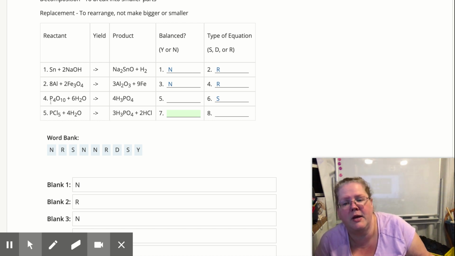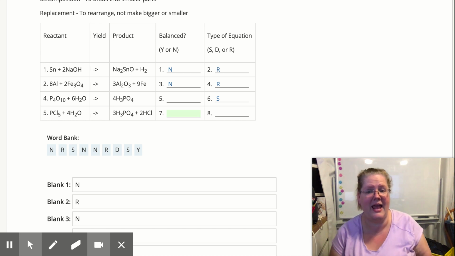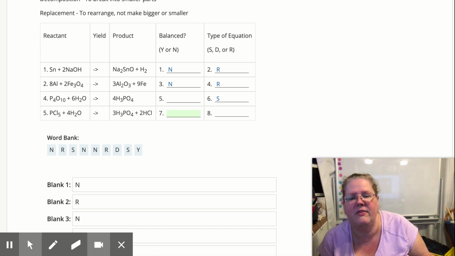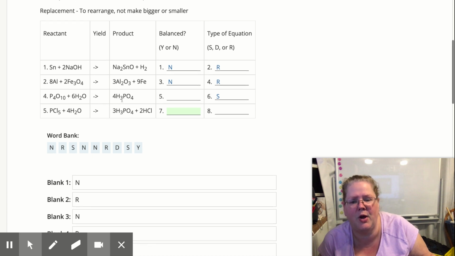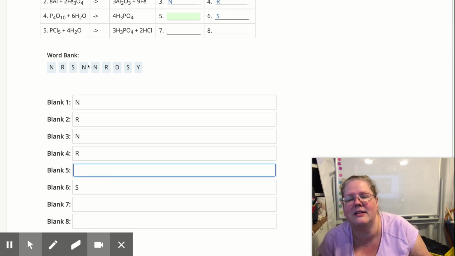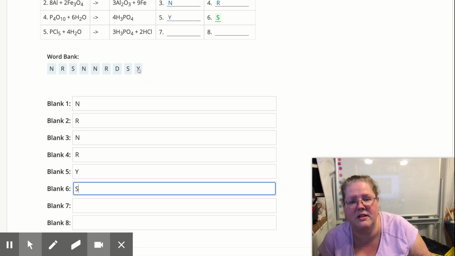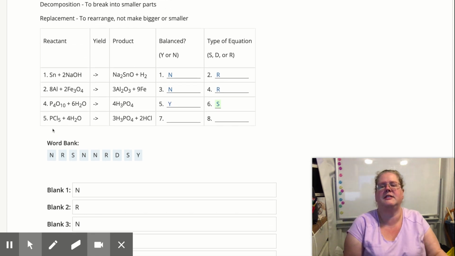So I've checked my P's, I've checked my O's. Now I need to check my H's. And I have 6 times 2. That is 12 hydrogens. I have 4 times a subscript of 3. 4 times 3 is 12 hydrogens. That is 12 hydrogens on my reactant side, 12 hydrogens on my product side. It is, in fact, a balanced equation. It's the first one we've had that worked out that way.